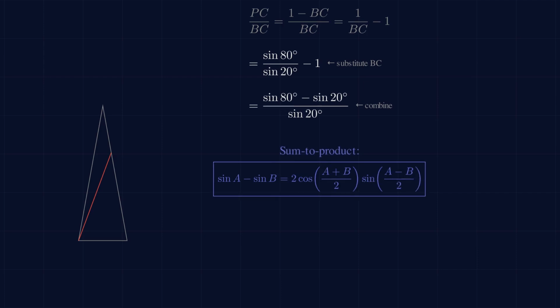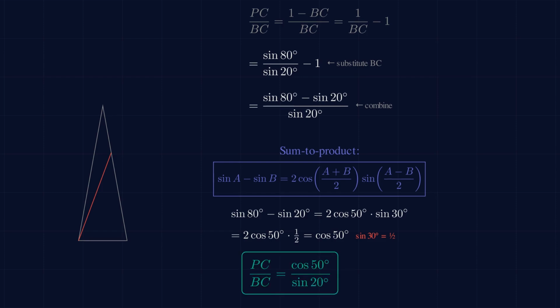Remember the sum to product formula from trig class? Sine A minus sine B equals 2 cosine of their average times sine of their half difference. Let's apply it. Sine 80 minus sine 20 becomes 2 cosine 50 times sine 30. And sine 30 is just 1/2. One of those facts worth memorizing. So this whole expression collapses to cosine 50 over sine 20.